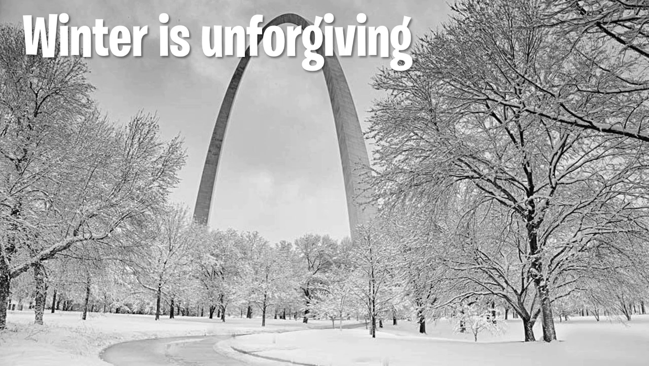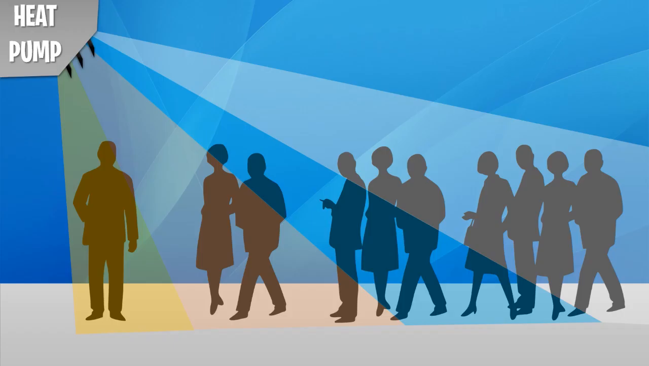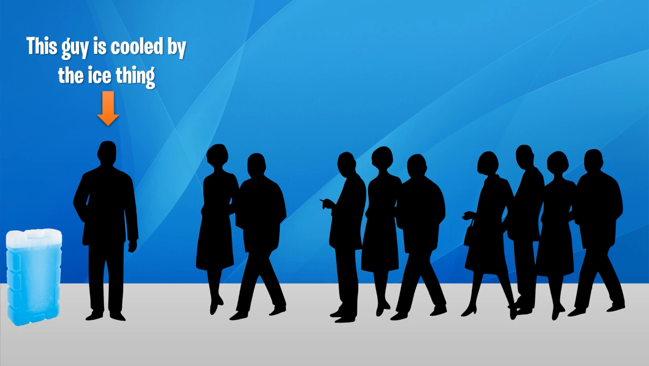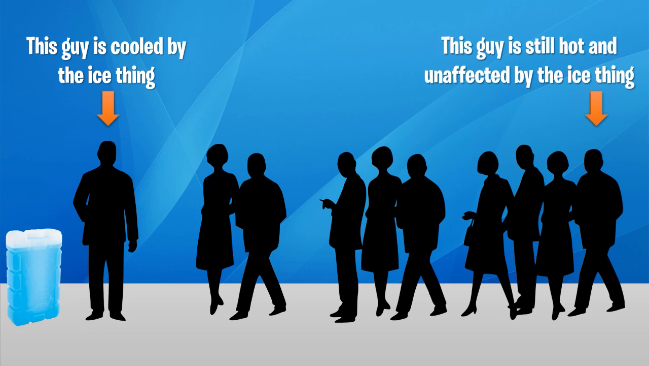Well, the difference is actually quite interesting in this situation. Do you remember when we looked at the heat pump and we saw that the closer you are to the heat pump, the more effect you get? If we were to scrap that heat pump and just put an ice block, that would mean that the guy closer to the ice block is more affected and more cool because he's closer to that source of cool. And the guy far away from it is going to be unaffected by this ice block.